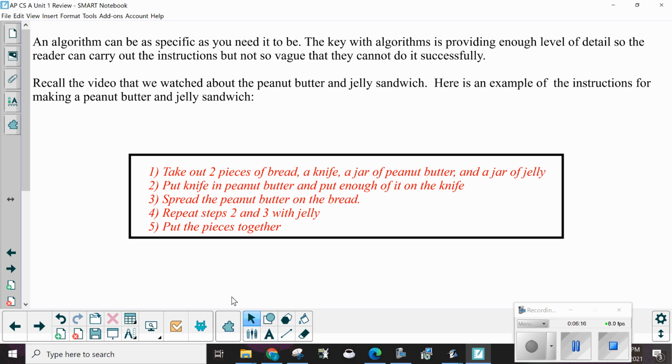Spread the peanut butter on the bread. Should it be in or out of the jar? Is this the peanut butter that's on the knife or in the jar? Repeat steps 2 and 3 with the jelly. Same questions. And then put the pieces together. And oh, by the way, what is a piece? Do you tear off a piece, or is a slice a piece?